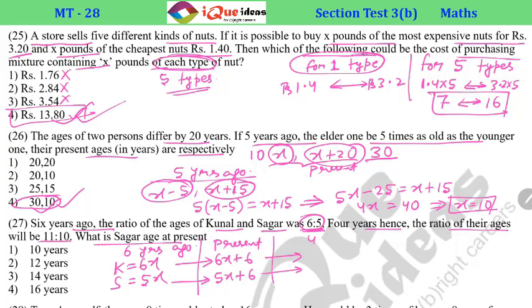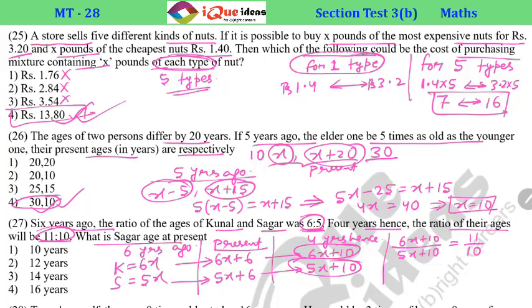Then we have 4 years hence. To get 4 years hence, we add 4 years to the present situation. So 6x plus 6 plus 4 will become 6x plus 10. And 5x plus 6 plus 4 years will become 5x plus 10. Right? The ratio of these two values is given as 11:10. So 6x plus 10 divided by 5x plus 10 is equal to 11/10.